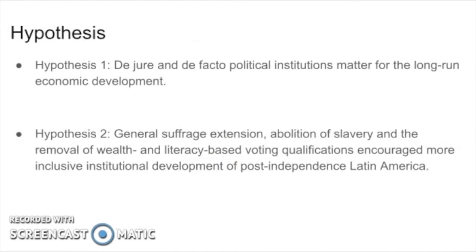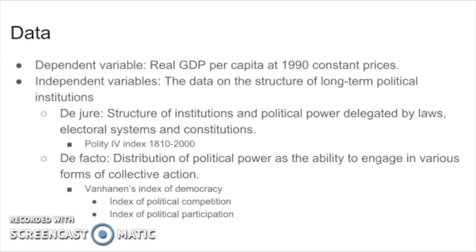He proposed 2 hypotheses. First, political institutions matter for long-run economic development, and second, changes in institutions encourage more inclusive development in Latin America. Based on his hypotheses, the dependent variable is the real GDP per capita, and the independent variables are the data on the structure of political institutions. The data he applied in measuring de jure institutions is the Polity 4 index, and the data applied in measuring de facto institutions is the Vanhanen Index of Democracy.